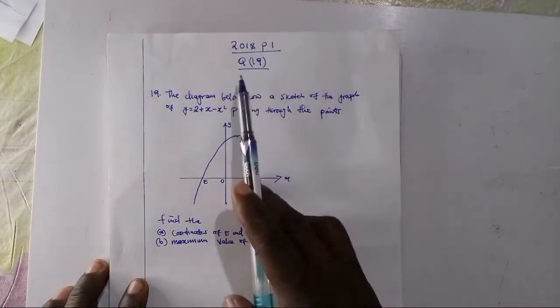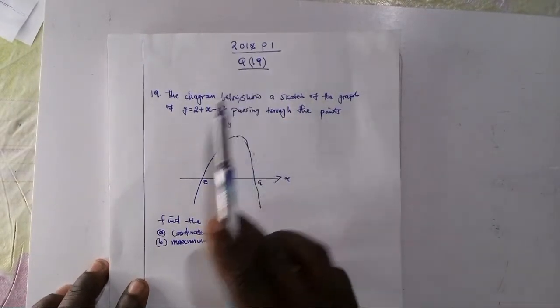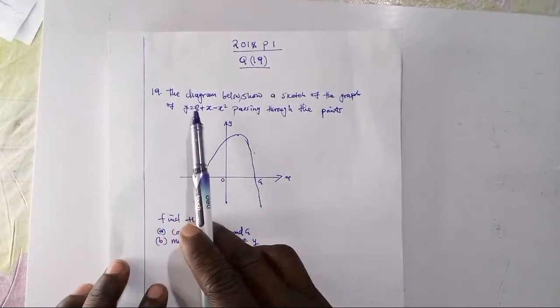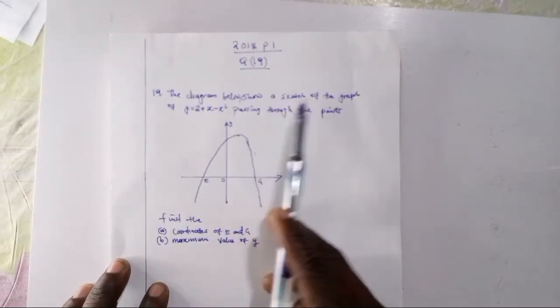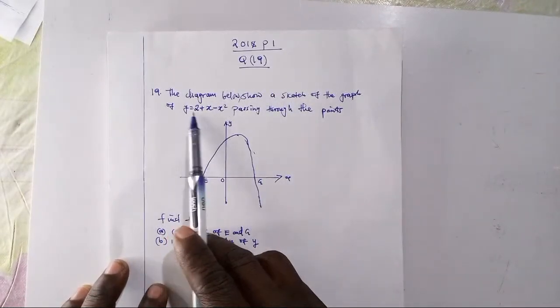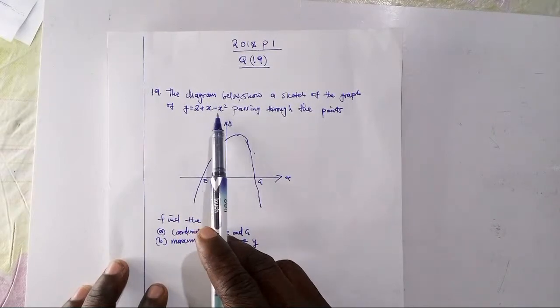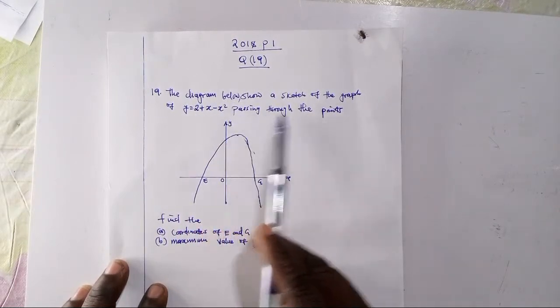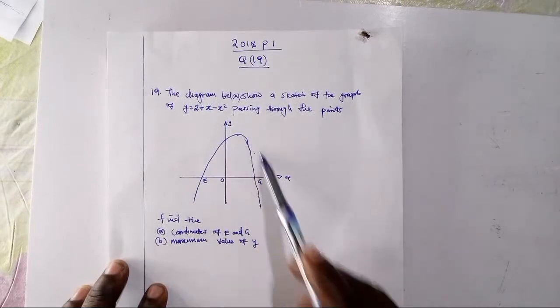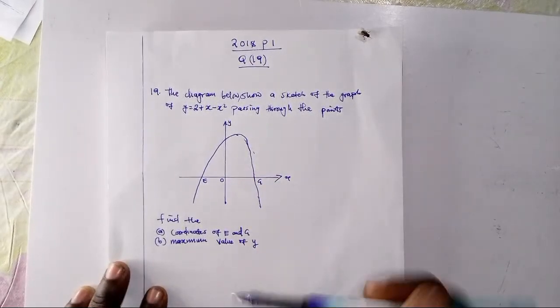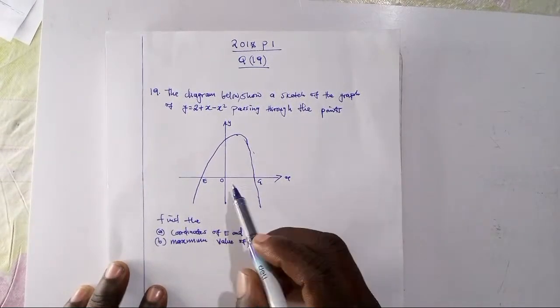18 paper 1, which is question 19. It reads: the diagram below shows a sketch of the graph of y equals 2 plus x minus x squared passing through the point. This is a graph, which is passing through this point.